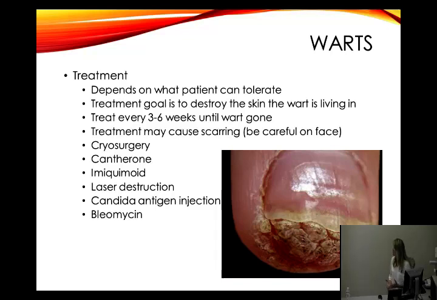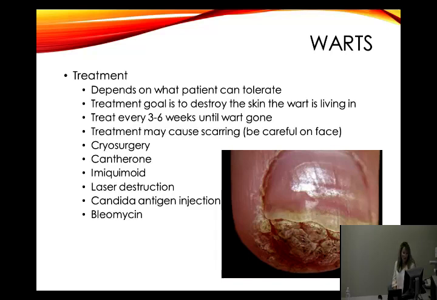Cryosurgery is typically what's done in a primary care office. That can be done with the cryosurgery spray, the Cryac, or with the dipstick where you touch it right to the wart. We discussed that during the procedures workshop. I did mention cantharone for the molluscum, that's the beetle juice. That can also be used for warts.